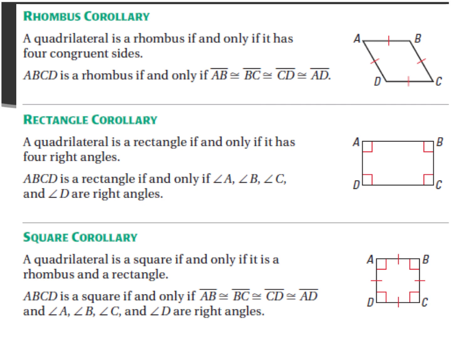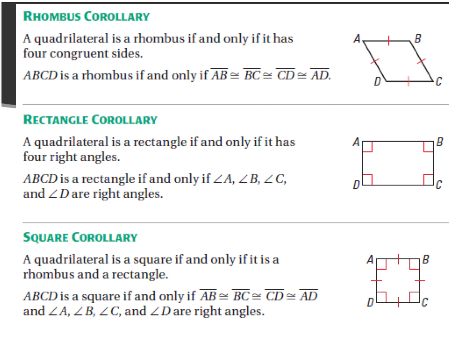For a rectangle, a quadrilateral is a rectangle if and only if it has 4 right angles. And ABCD is a rectangle if and only if A, B, C, and D are right angles. So that means all of the angles are congruent, but all of the sides are not congruent. That's the difference between a rhombus and a rectangle. And then the square is both of them combined.